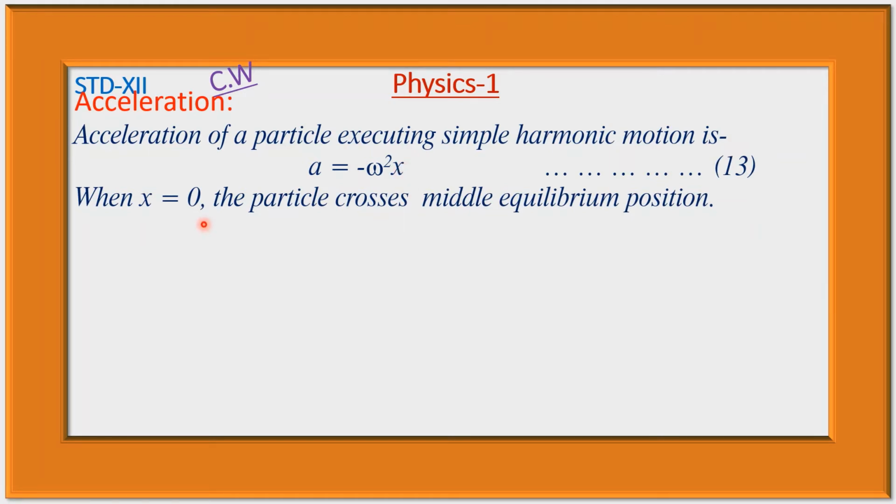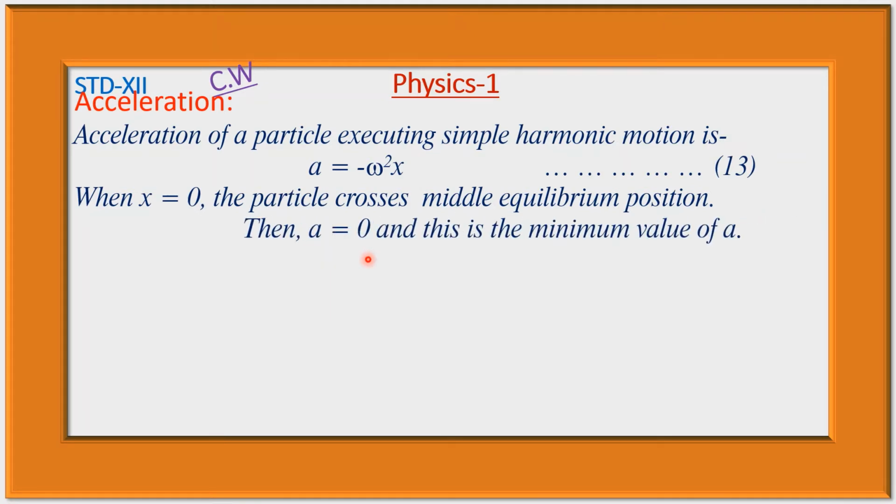When x is equal to 0, the particle crosses the middle equilibrium position. And in this situation, a is equal to 0. And this is the minimum value of a. So, a minimum is equal to 0. That is, the acceleration is minimum at the equilibrium position. And we know at the equilibrium position, velocity is maximum. That is, at the equilibrium position, acceleration is minimum, but velocity is maximum.